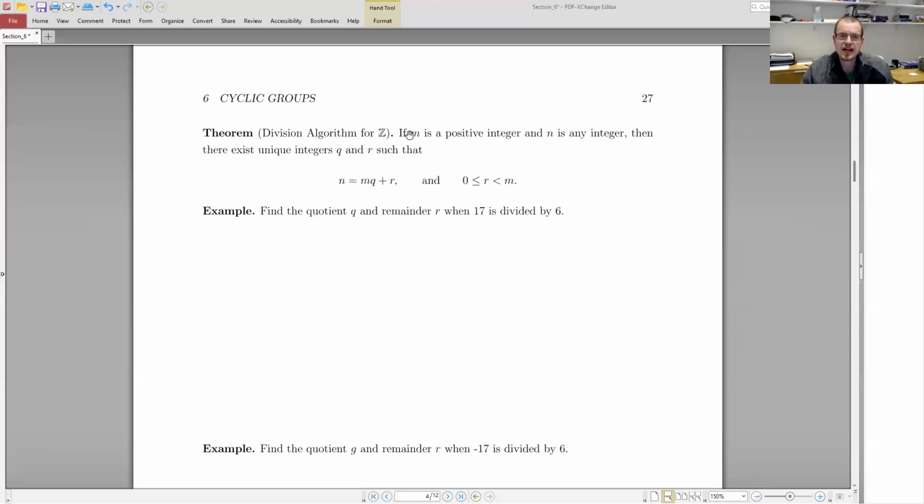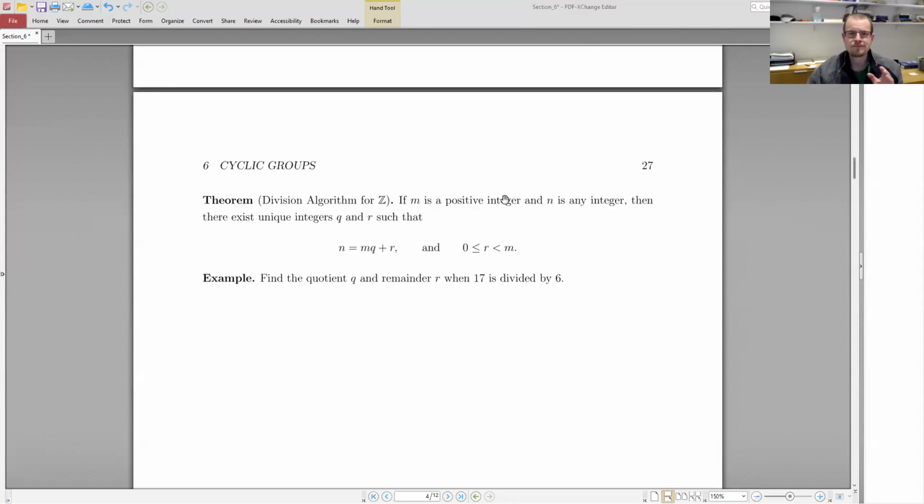All right. The division algorithm says that if m is a positive integer and n is any integer, then there exist unique integers q and r such that n is equal to m times q plus r. Now, if you're thinking of division in the integers, which is where we're working here, think of a simple idea like 20 divided by 6. You may have thought of this as 3 with a remainder of 2 because 6 times 3 is 18, so you have a remainder of 2.